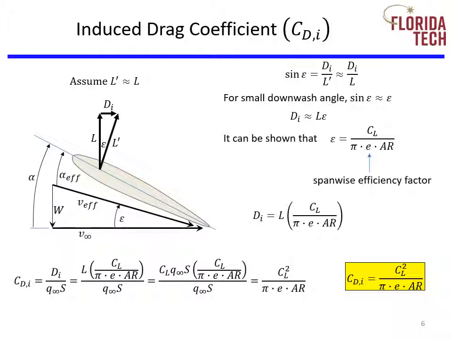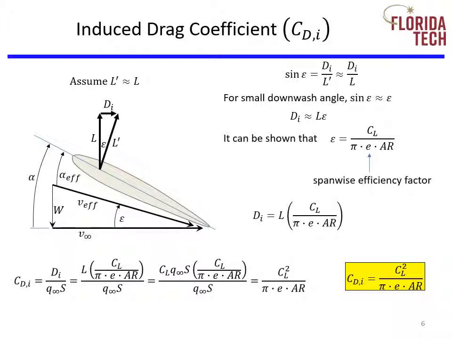Here E is defined as the spanwise efficiency factor, and its value can range from 0 to 1. It is a shape parameter which indicates how elliptical the lift distribution is. If the lift distribution is perfectly elliptical, then E will equal 1. All non-elliptical lift distributions will have span efficiency factors less than 1.